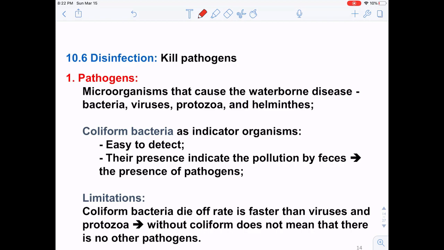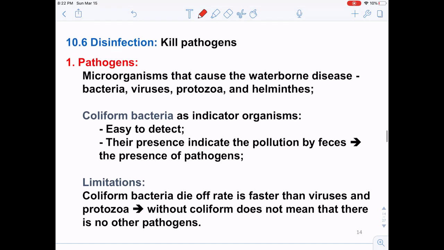Okay, so after the filtration, the final or last important process we need to know is the disinfection. What disinfection does is kill the pathogens, and we learned from earlier classes the definition for pathogens. The pathogens are basically the microorganisms that can cause waterborne diseases. For example, the microorganisms can include bacteria, viruses, protozoa, and helminths.